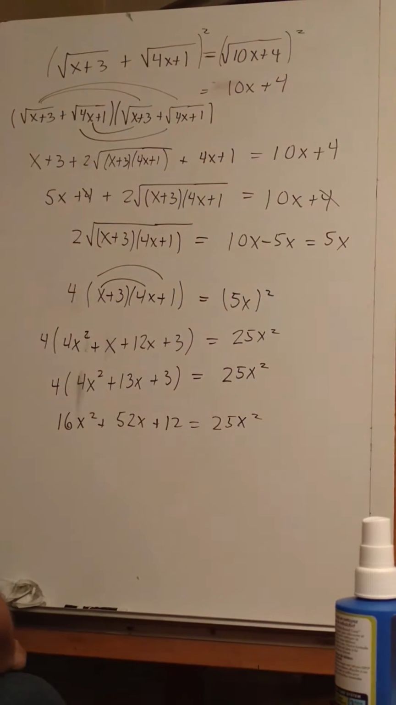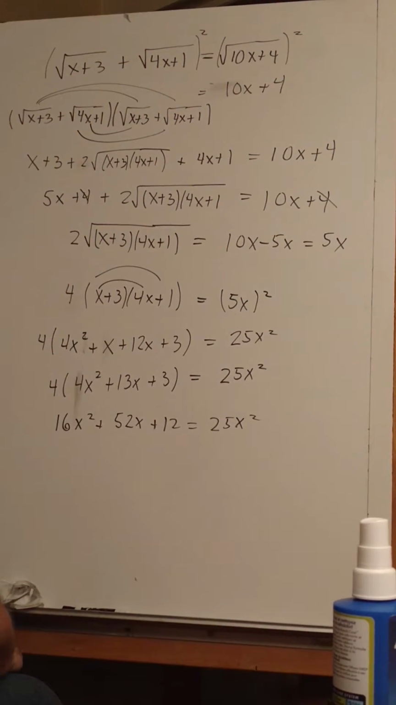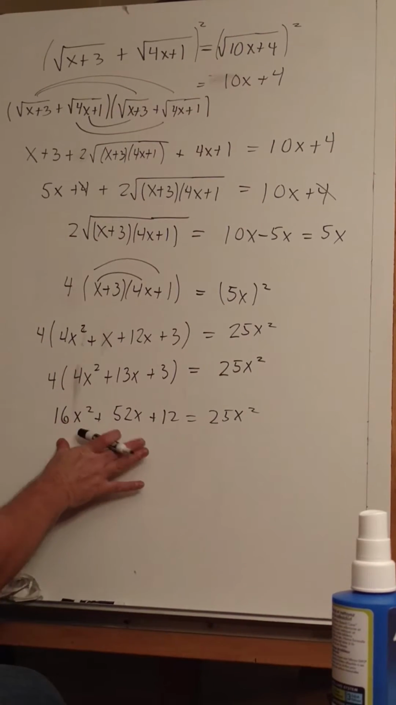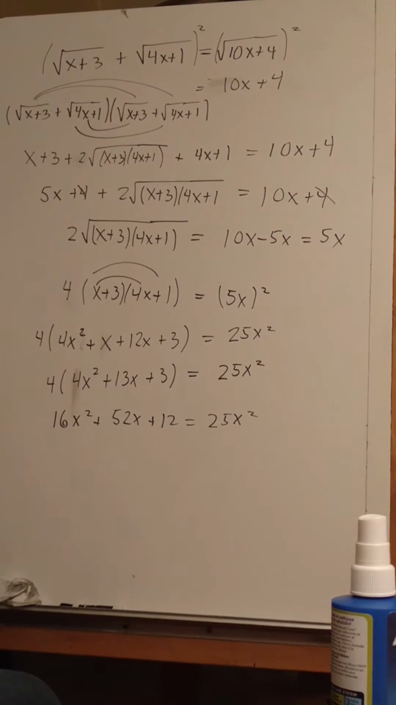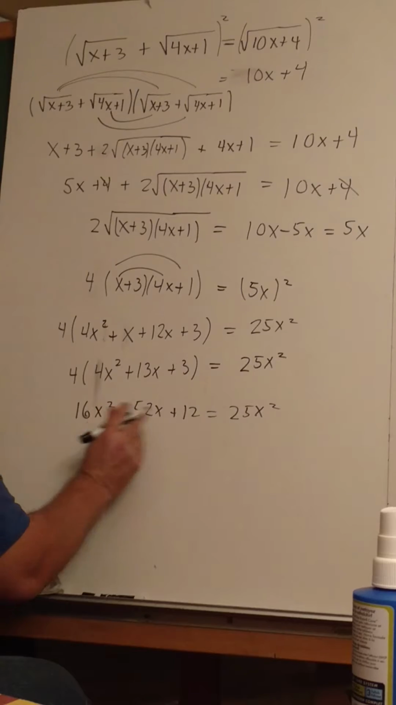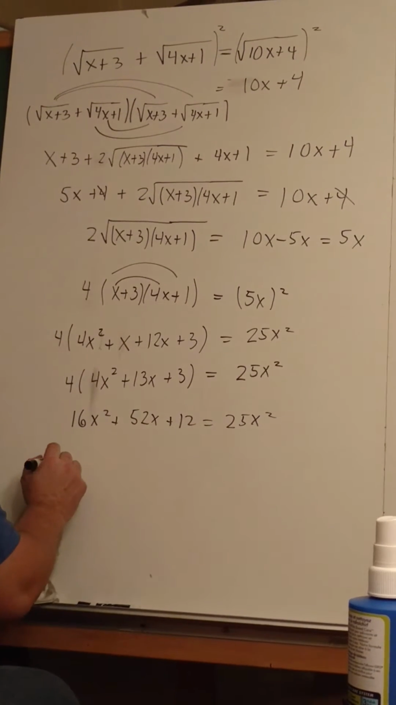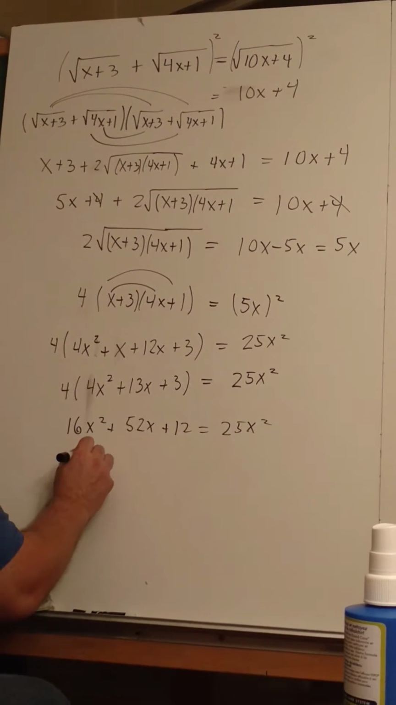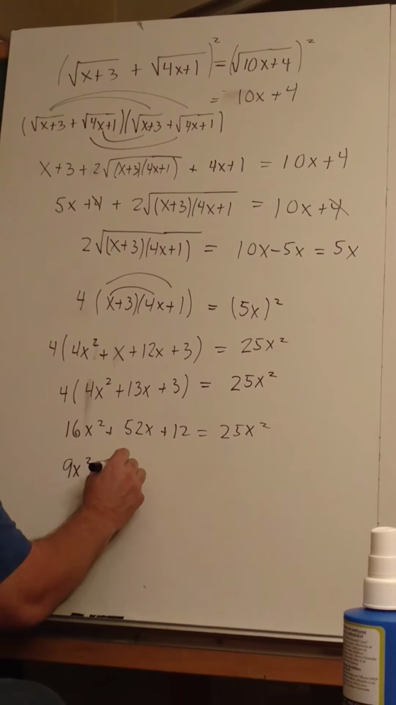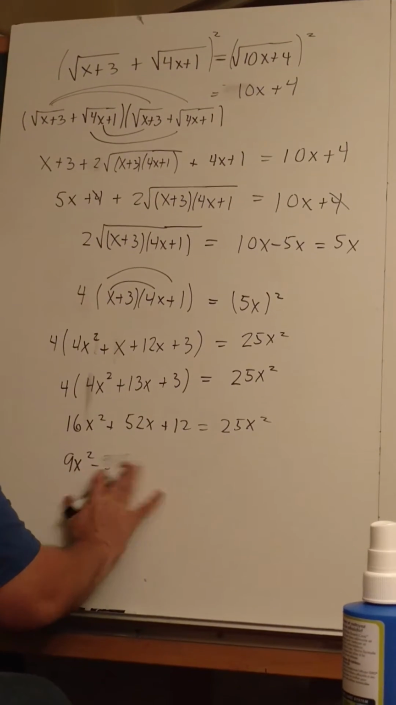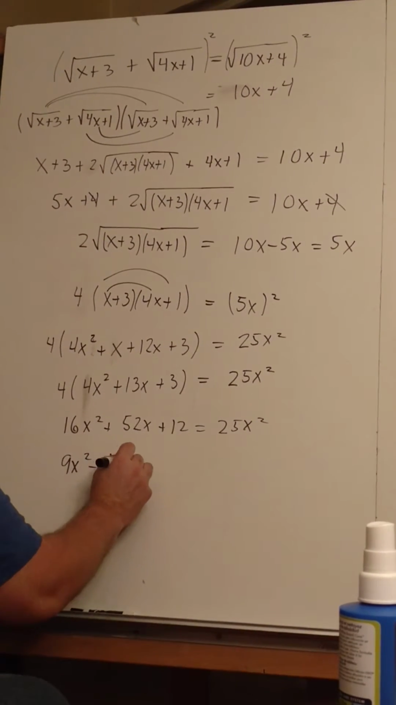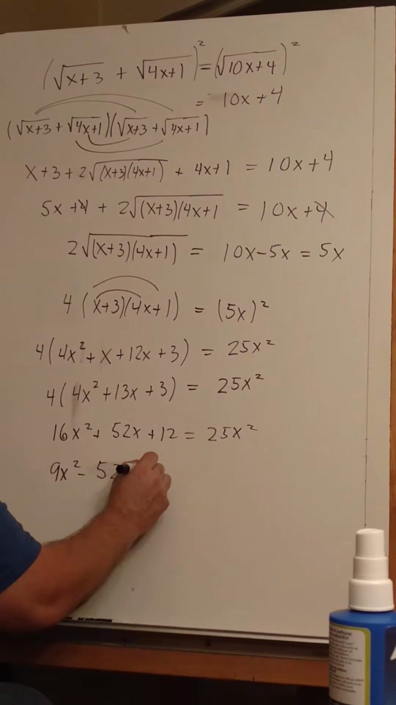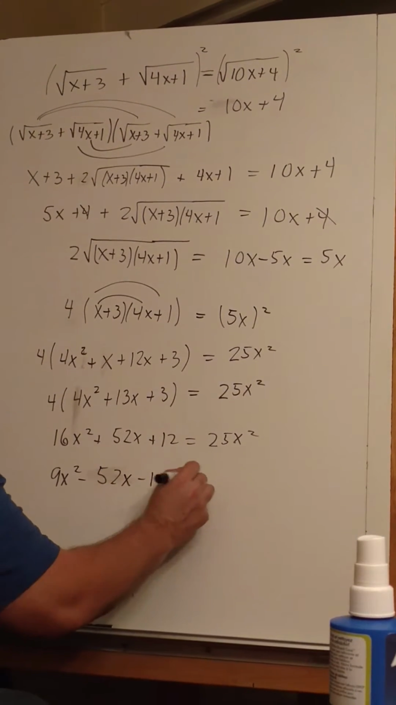All right, I'm going to subtract everything from this side and bring it over here. So it's going to be 25x squared minus 16x squared is 9x squared minus 52x minus 12 equals 0.